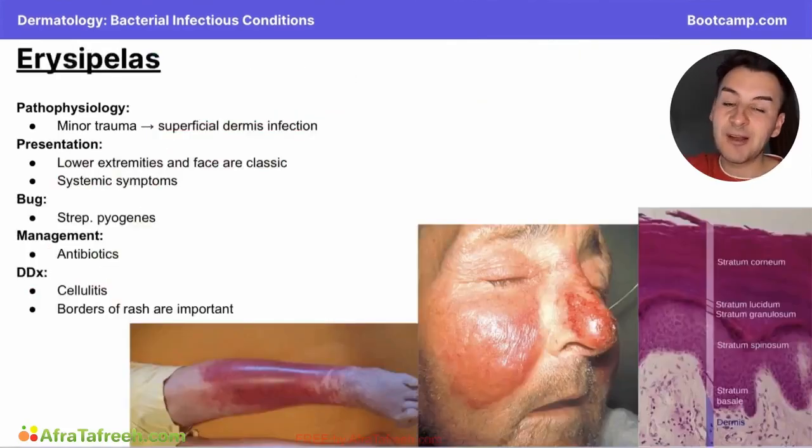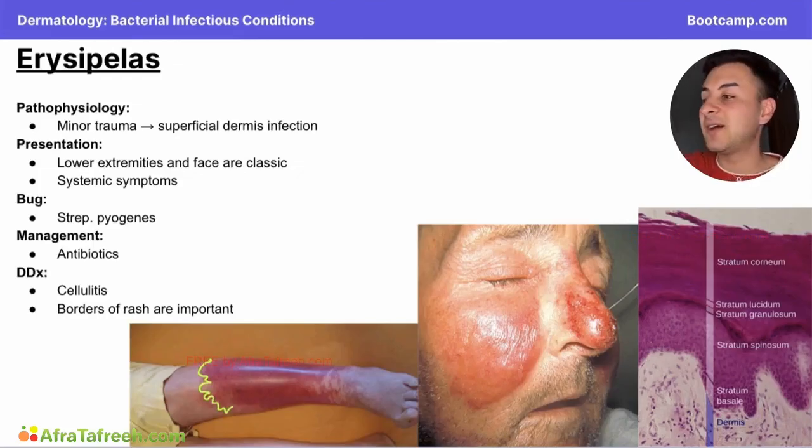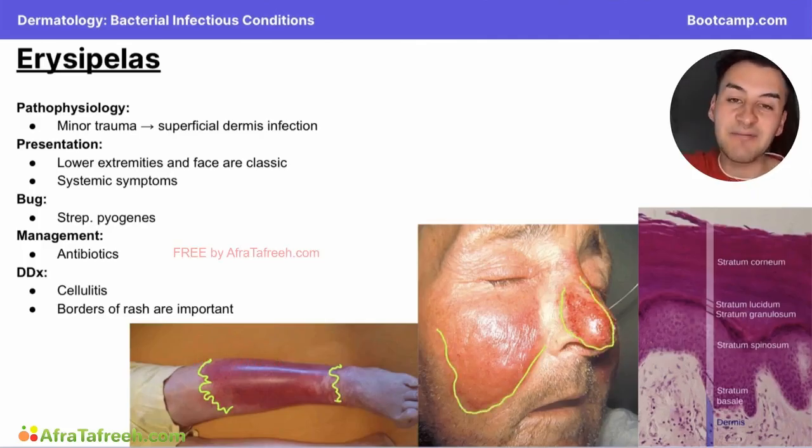So here we are, erysipelas. I'll just hit it straight into the borders. So I'm going to trace around these borders of this rash. You'll note that this rash is much more purple and beefy and red than the previously salmon erythema of cellulitis. And these borders of this rash are super well defined. And this has to do with the layer of infection that happens.